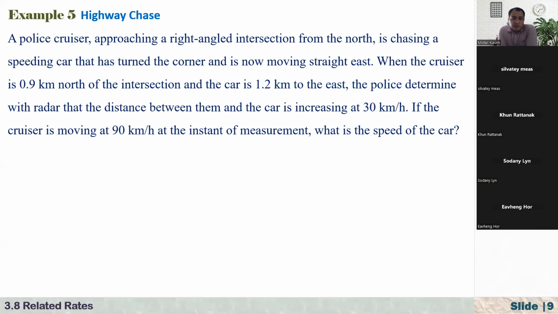A police cruiser approaching a right angle intersection from the north is chasing a speeding car that has turned the corner and is now moving straight east. When the cruiser is 0.9 kilometers north of the intersection and the car is 1.2 kilometers to the east, the police determine with radar that the distance between them and the car is increasing at 30 kilometers per hour. If the cruiser is moving at 90 kilometers per hour at the instant of measurement, what is the speed of the car?